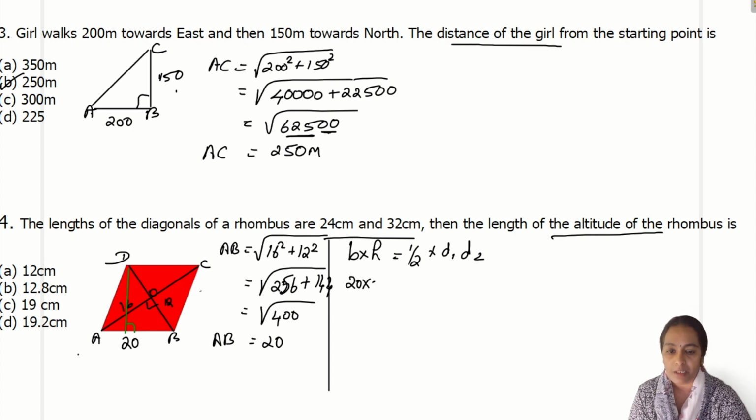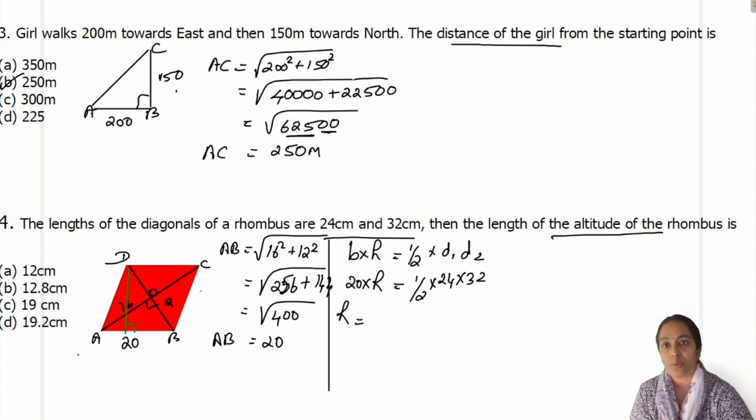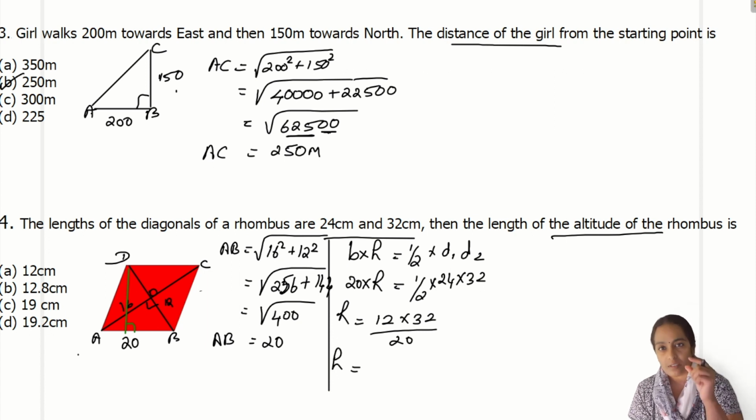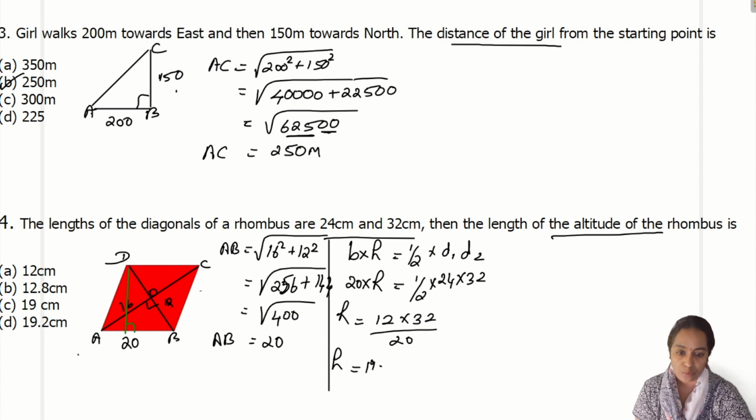So 20 multiplied by h equals half multiplied by d1 is 24, d2 is 32. So h is going to be half into 24, which is 12, 12 into 32 divided by 20. So I get the height, which is the altitude of the rhombus, to be 19.2 centimeters after calculation. Option D is the correct answer.